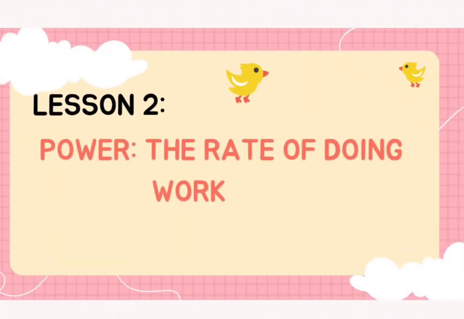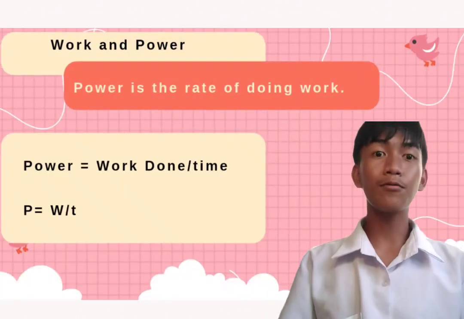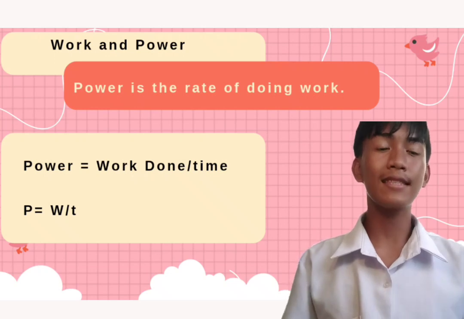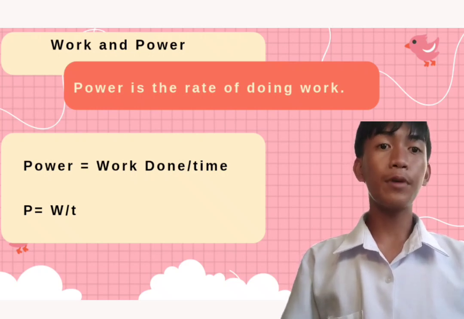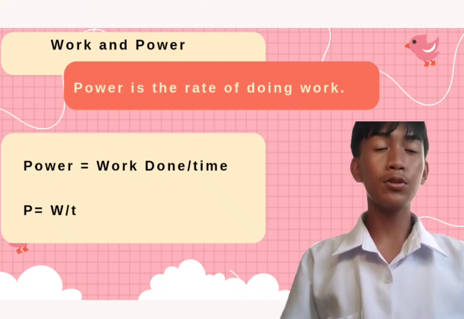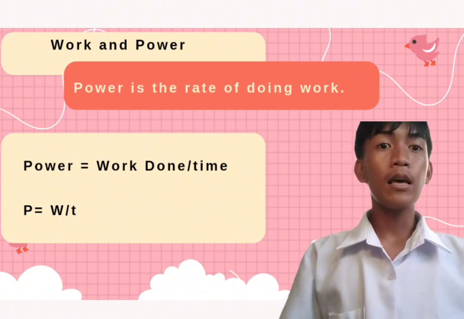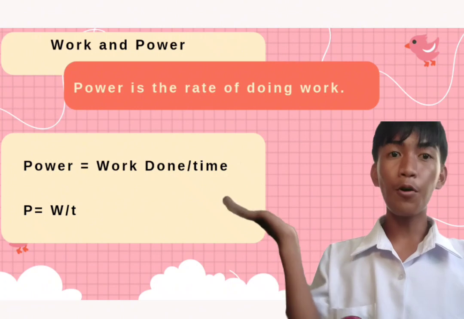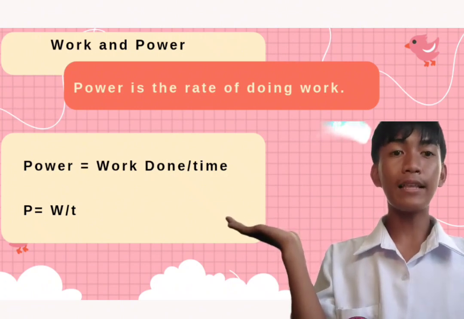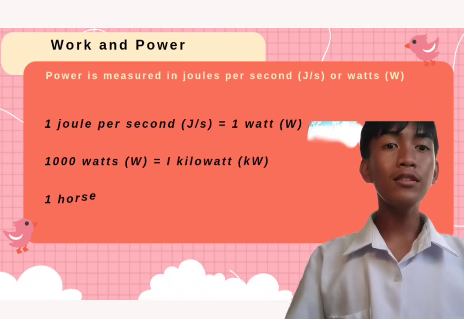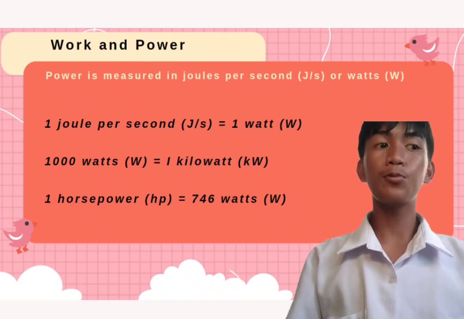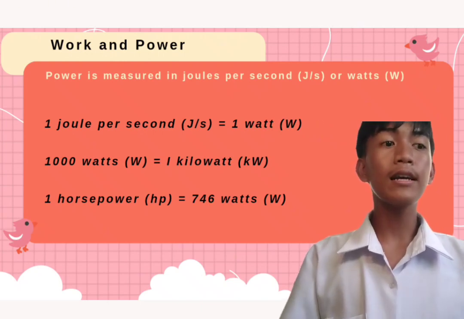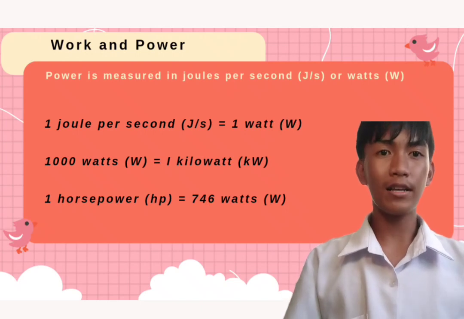Lesson 2. Power, the rate of doing work. Hi everyone, I am Rylle Ramirez and I will be the one who will discuss Lesson 2, Work and Power. So first, what is power? Power is the rate of doing work. It is measured in joules per second or watts. In getting the power, we have this formula. Power equals work done over the time. 1 joule per second is equal to 1 watt, 1000 watts is equal to 1 kilowatt, and 1 horsepower is equal to 746 watts.